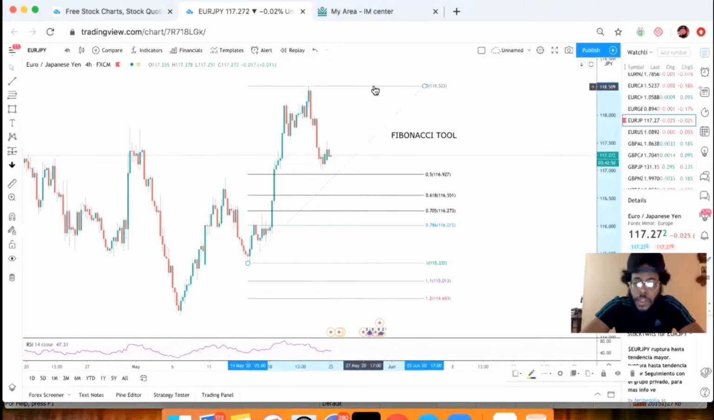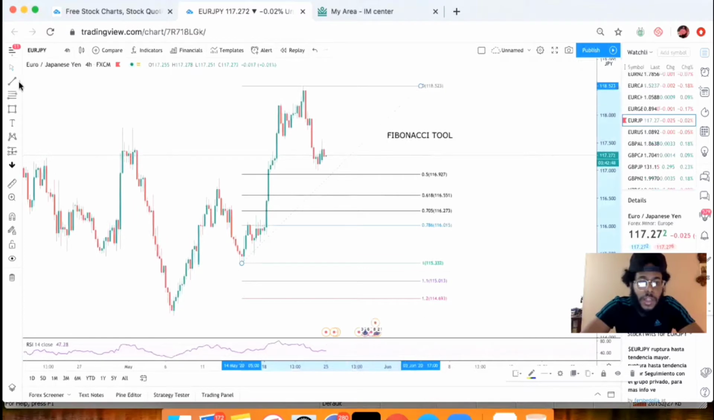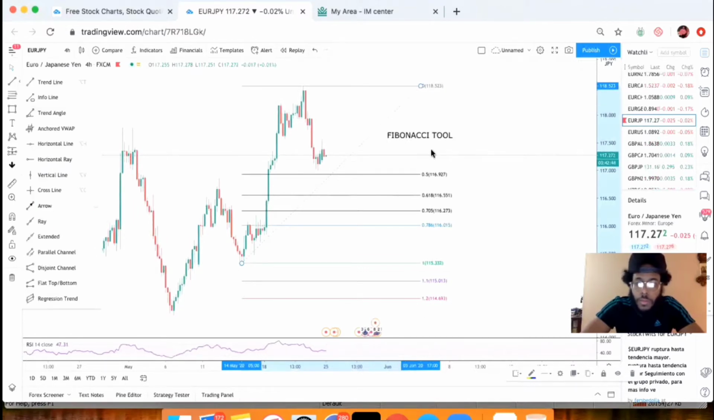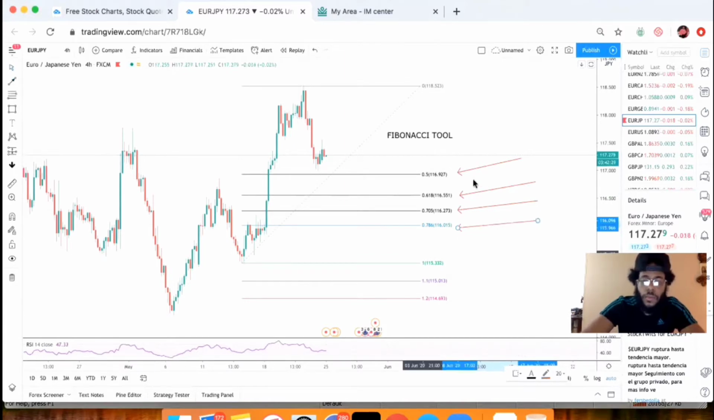So we started from the bottom and we pull it all the way up. So now what does the Fibonacci tool do? It starts to let us know the different discount areas. It lets us know where price can come back to for discounts.